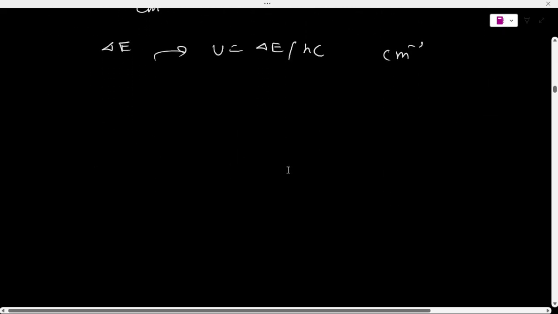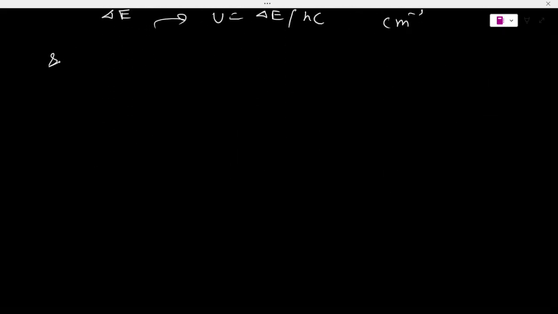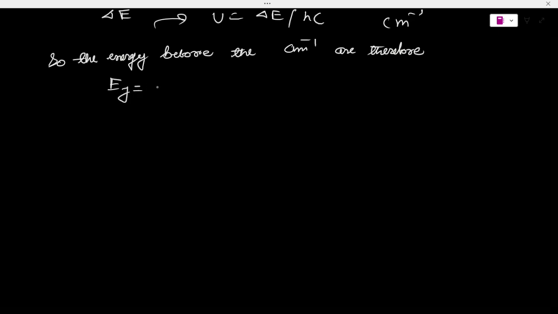So the energy levels in centimeter inverse are therefore u of J is equal to B into J into J plus 1, where B is equal to h divided by 8 pi square Ic. Okay, the rotational energy level of a diatomic molecule.